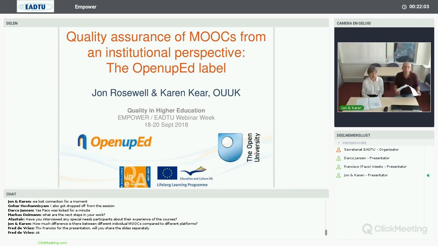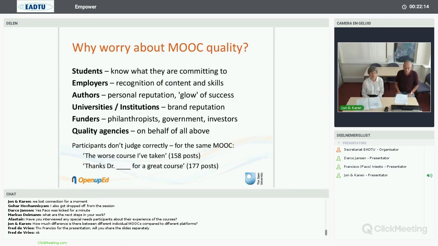So I'm going to start off briefly by talking through a couple of general slides about why we should bother with MOOC quality. MOOCs aren't part of normal university teaching, so should they have the same sort of attention to quality as conventional degrees is a question. And I think the answer probably is yes, because there are lots of stakeholders involved, all of whom have some interest in ensuring that there is good quality in a MOOC.